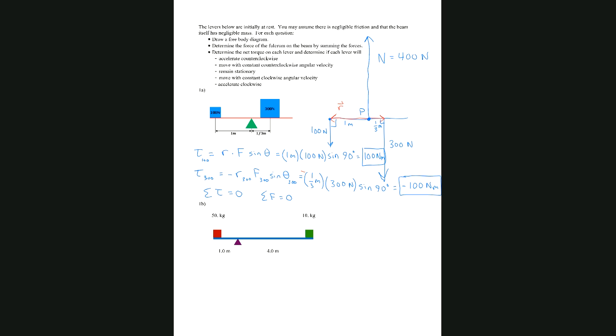But it doesn't create any torque about pivot point P because it acts at pivot point P. It's no distance from pivot point P. So we verified here that the sum of the torques is 0, the sum of the forces is 0. So if our system starts off at rest, it's going to stay at rest. It's a condition called static equilibrium.